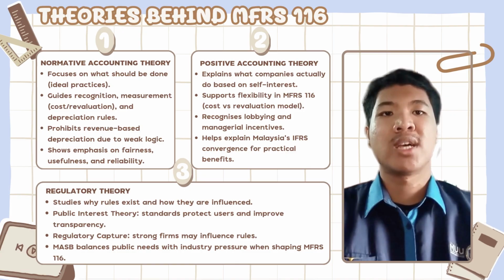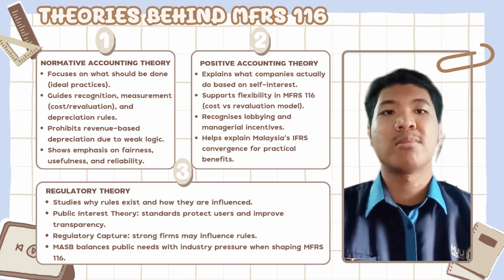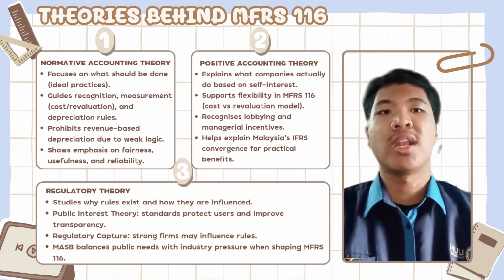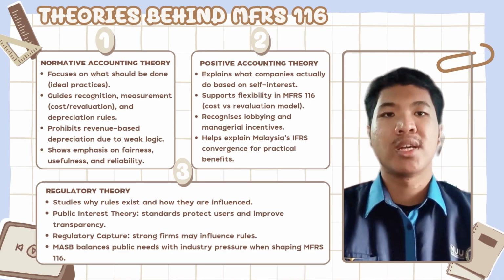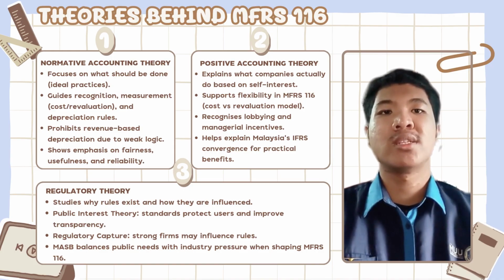The first theory, normative accounting theory, focuses on what companies should do from an ideal and logical perspective. This theory emphasizes fairness, reliability, and usefulness of information to financial statement users. Normative thinking played an important role in forming the core principle of MFRS 116, especially in the areas of recognition, measurement, and depreciation. Under this theory, an item is recognized as an asset only when it is expected to bring future economic benefits and its costs can be measured reliably. This approach reflects a logical and fair way of presenting information.